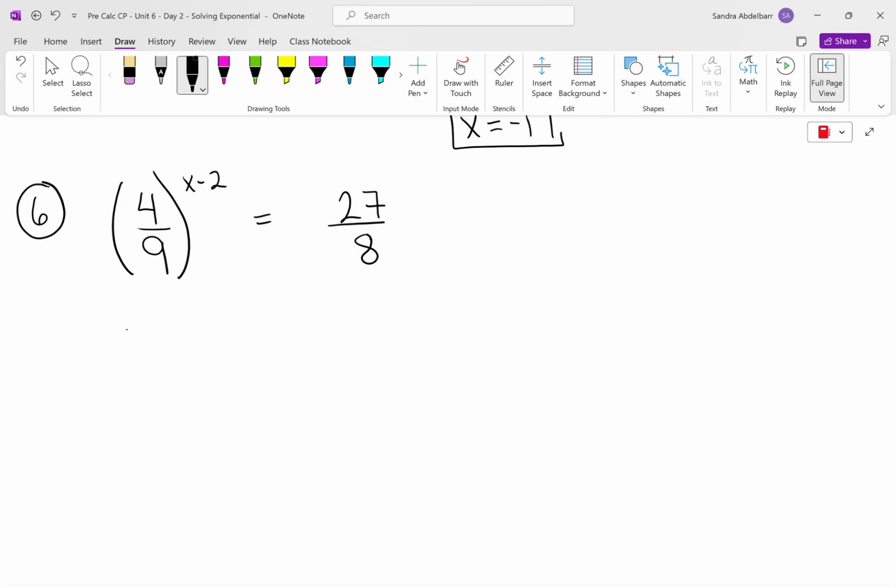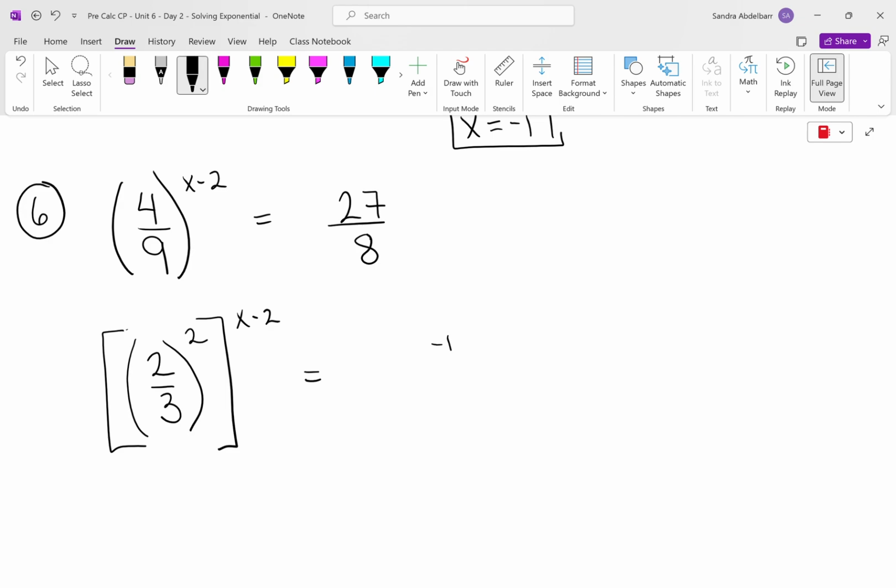Keep that in mind. Now I'm going to ask myself, well, what can I do? Can I change 4 over 9 into 2/3 raised to the second power? Right? 2 to the second power is 4. 3 to the second power is 9. Do we agree? Okay. So that's raised to the x minus 2.